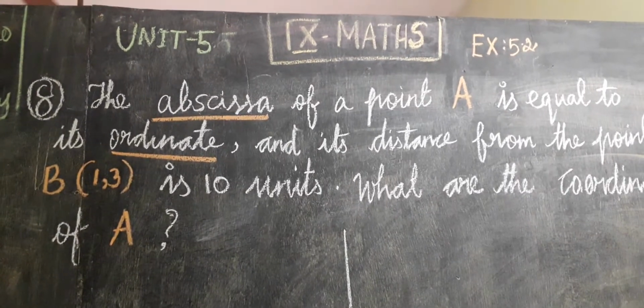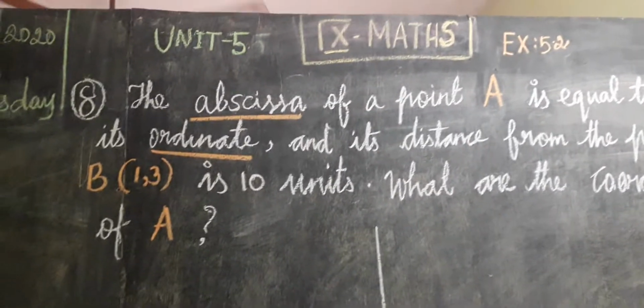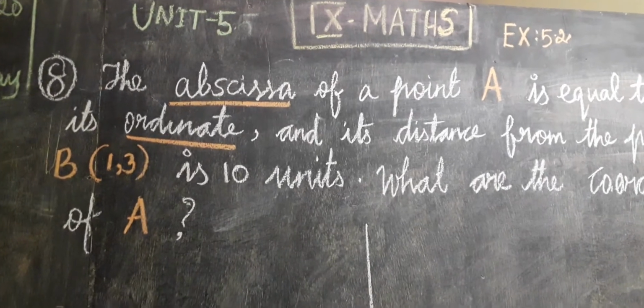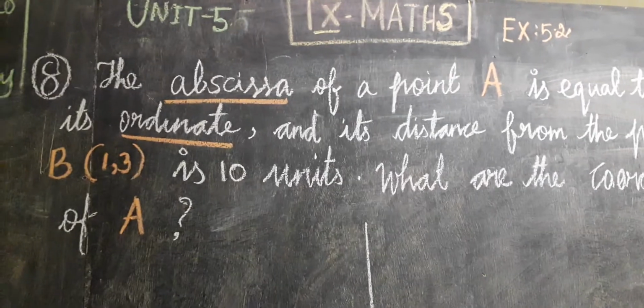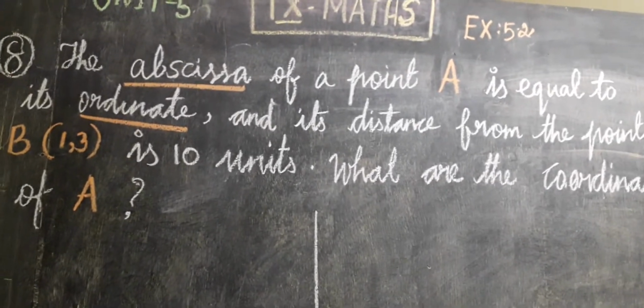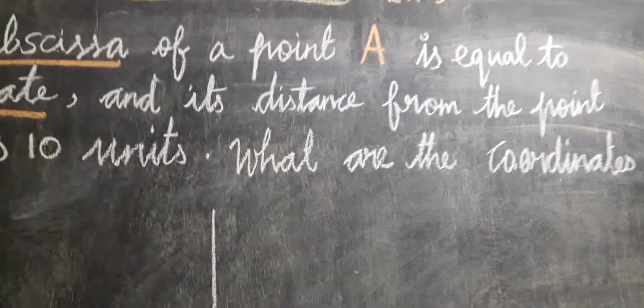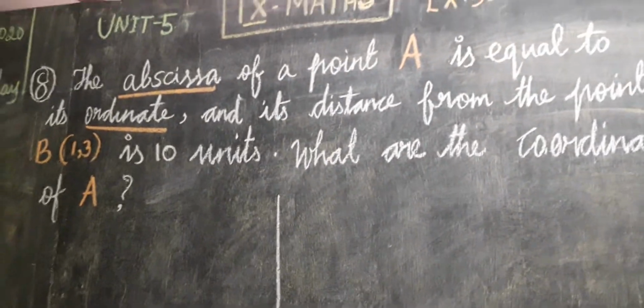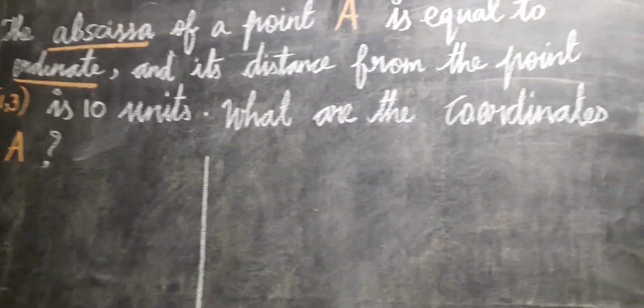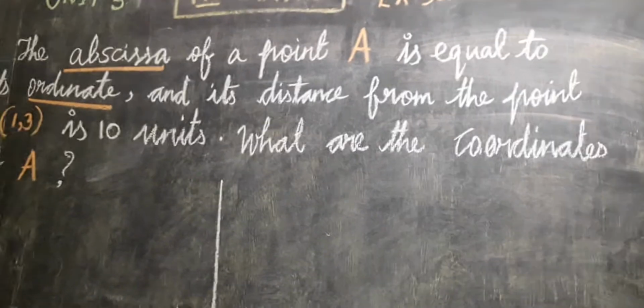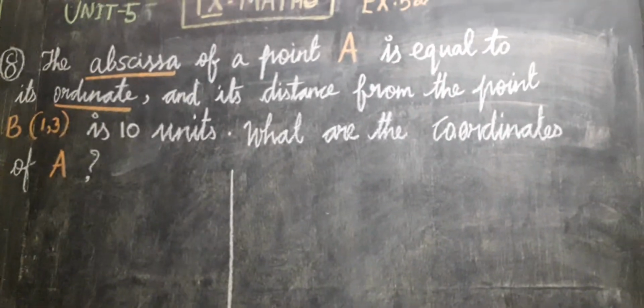Now we are going to see the sum. Unit 5, exercise 5.2, question number 8. See the question. The abscissa of a point A is equal to its ordinate and its distance from the point B of 1, 3 is 10 units. What are the coordinates of A?